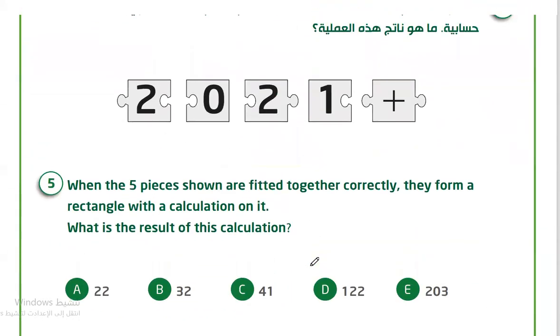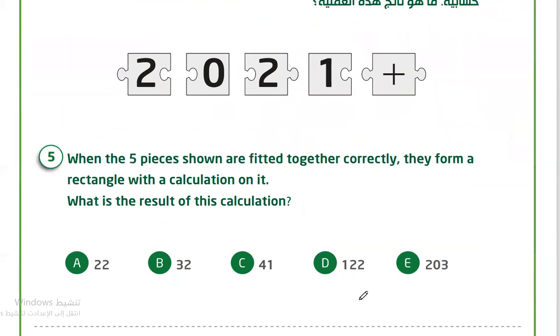Okay, now number 5. When the 5 pieces are fitted together correctly, they form a rectangle with a calculation on it. What's the result of this calculation? Here they form a rectangle, so it's like a puzzle. We have to imagine how it fits, so we're going to connect them.